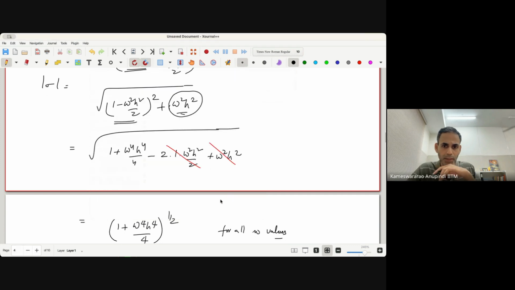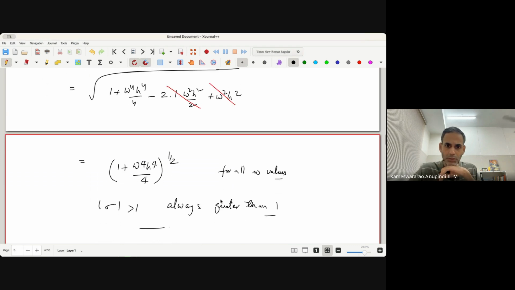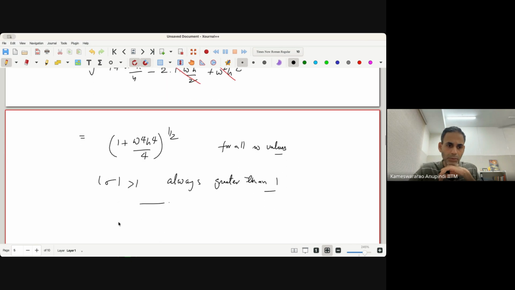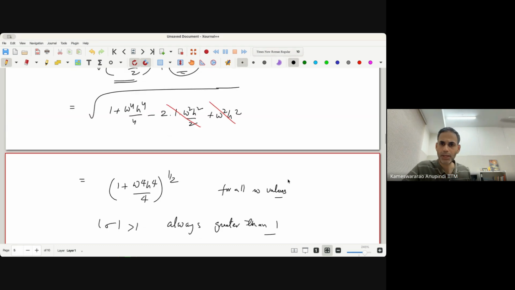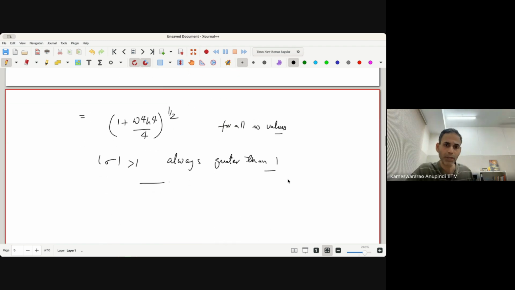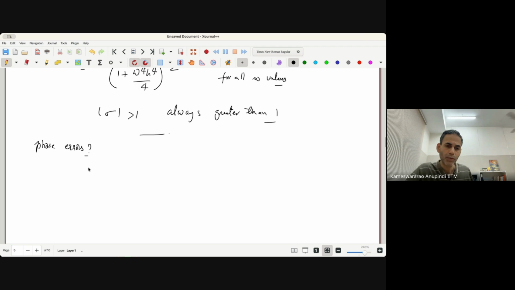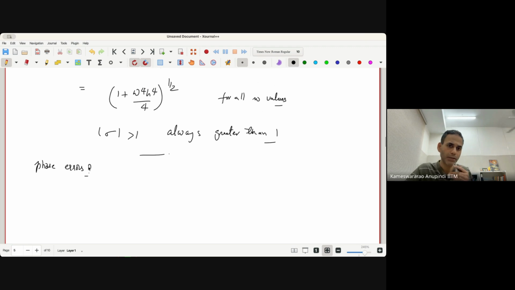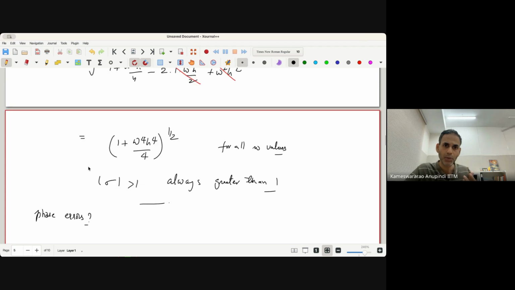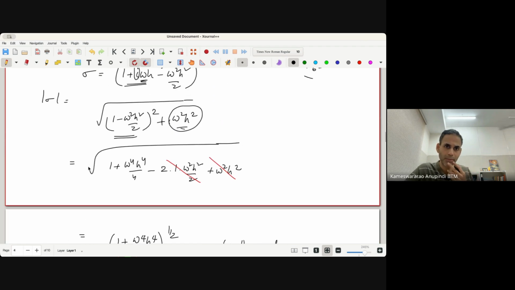Okay, anything else? Anyone else? Okay, if that is the case, now let us look at the phase errors. We have been looking at the amplitude errors till now. What about the phase errors? So essentially we said to calculate the phase errors, we will again look at purely oscillatory problems.